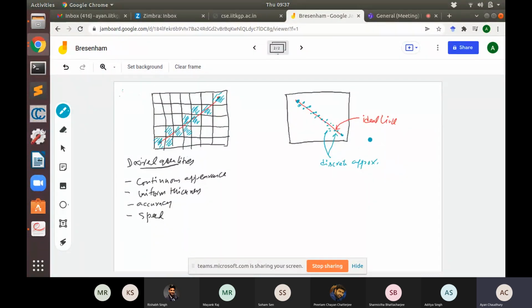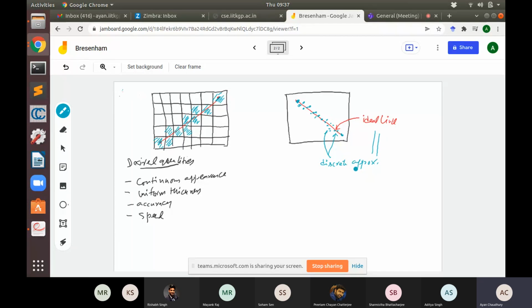So our goal will be to get the best line as my discrete approximation. If my discrete approximation is good, then we'll see it's very close to the ideal line. Although it might not be exactly the same as the ideal line, it should be as close as possible. So we try to minimize the distance between these two, in some sense. Okay.